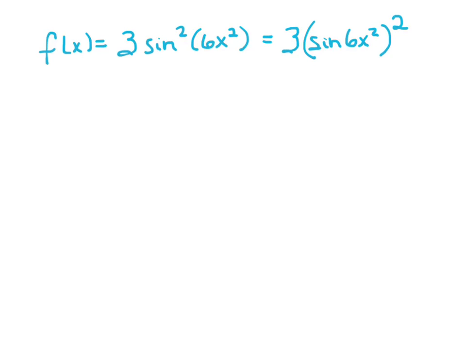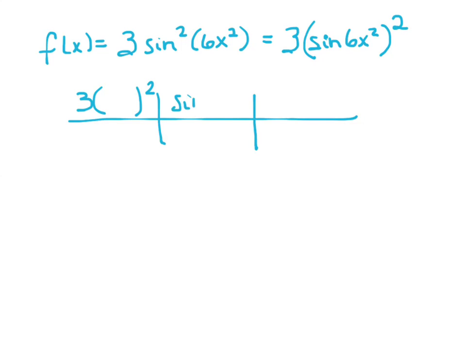And so we've got 3 functions. I have this squared and the 3 that are the outside function. The next would be my sine function, and finally the 6x squared. So I'm going to do a chart again, but this time we've got 3 functions. The first of them, 3 times something squared. Next is sine of something, and then finally 6x squared. So those are our 3 functions. We're going to do each derivative.